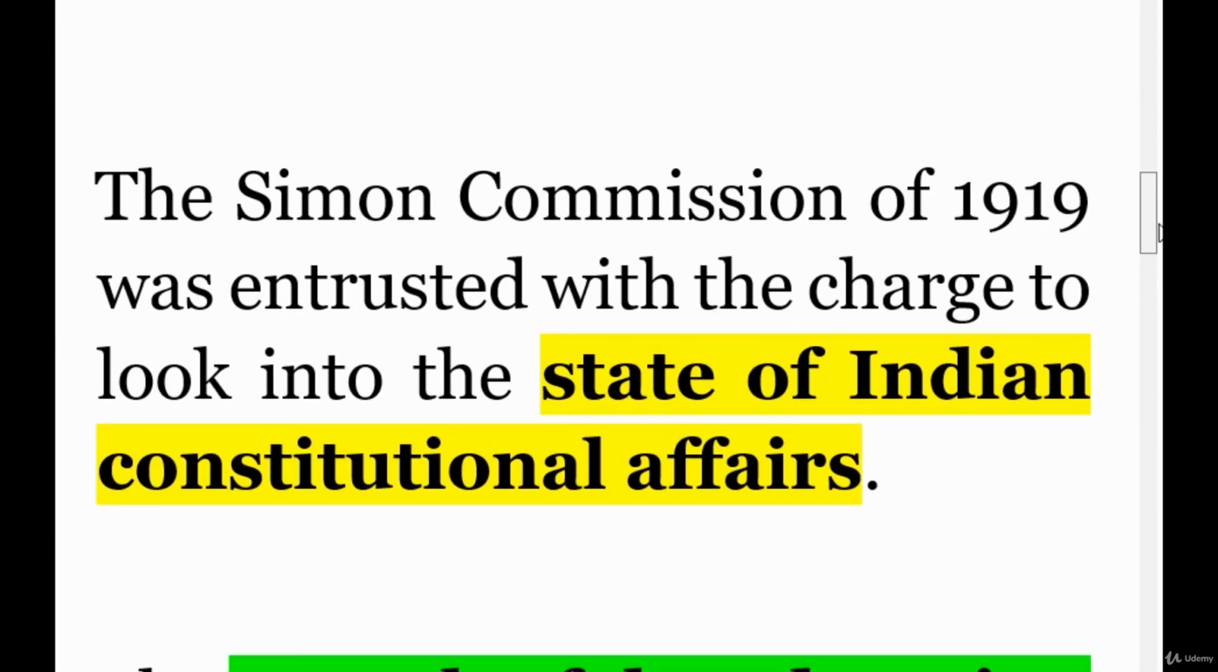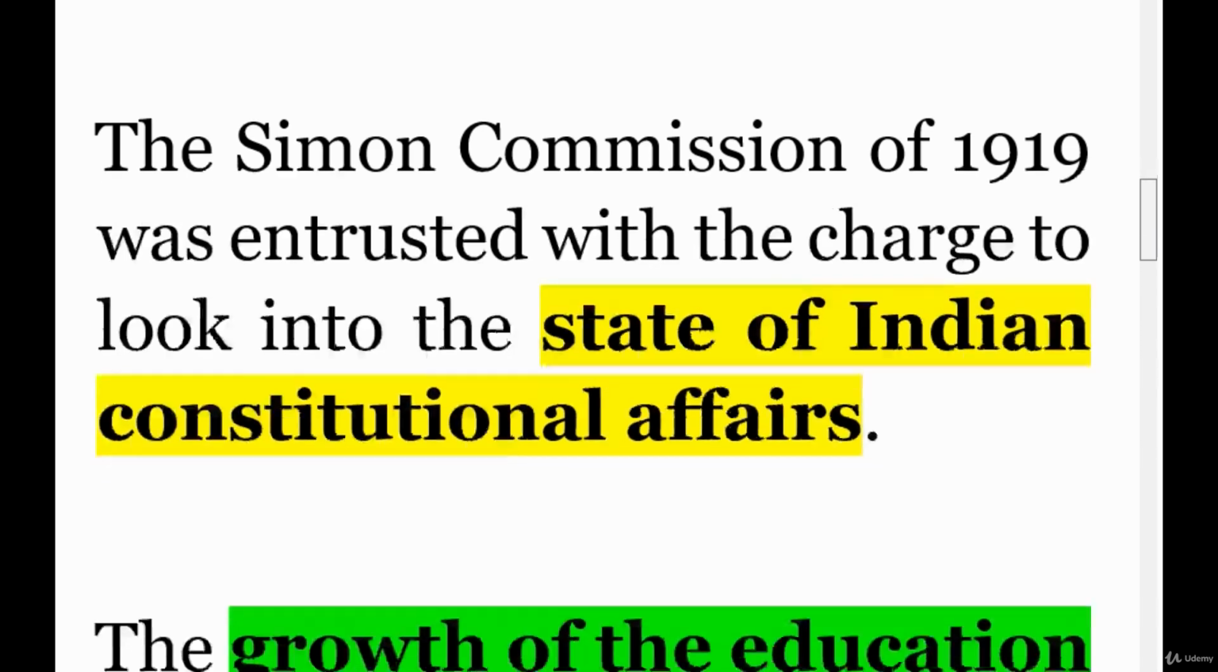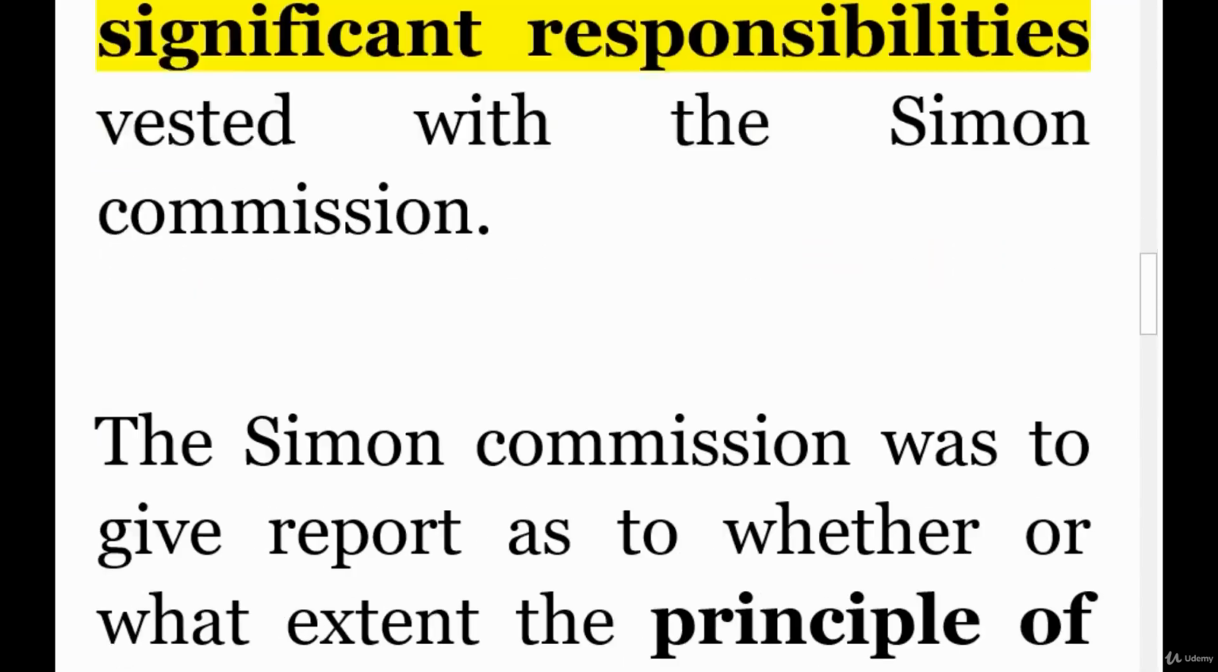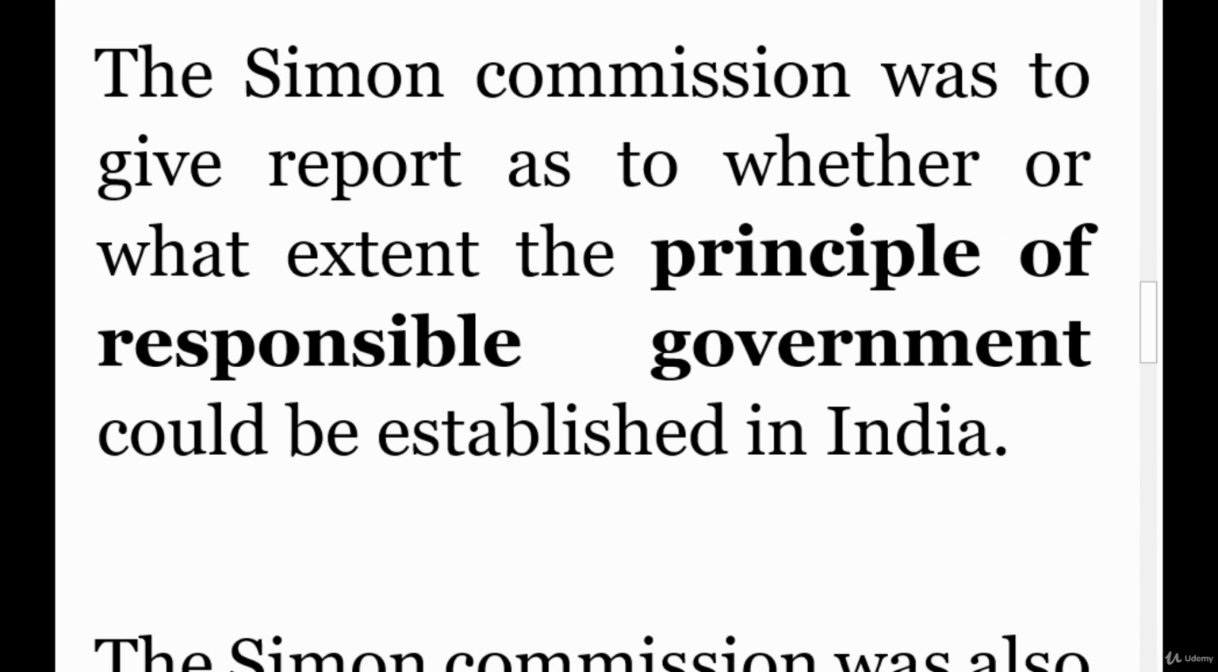The Simon Commission of 1919 was entrusted with the charge to look into the state of Indian constitutional affairs. They wanted to study how India is progressing in terms of constitutional development. The growth of education and development of representative institutions in British India were significant responsibilities vested with the Simon Commission. So they wanted to study whether the people are happy with the reforms which the Britishers have brought in India. They wanted to study how successful is the model of diarchy in India, based on which they would want to bring some more reforms.